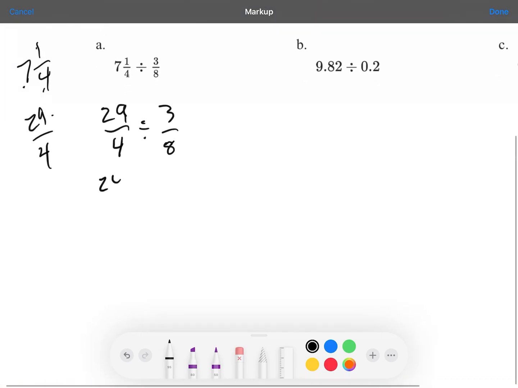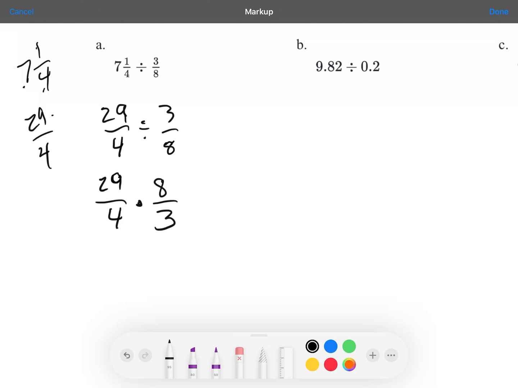So I'm just going to slide up here a little bit. 29/4, we multiply by that reciprocal. There it is. So now we just need to do that multiplication. We multiply those numerators, 29 times 8, to get 232, over 12, because 4 times 3 is 12. And then we can simplify that fraction.